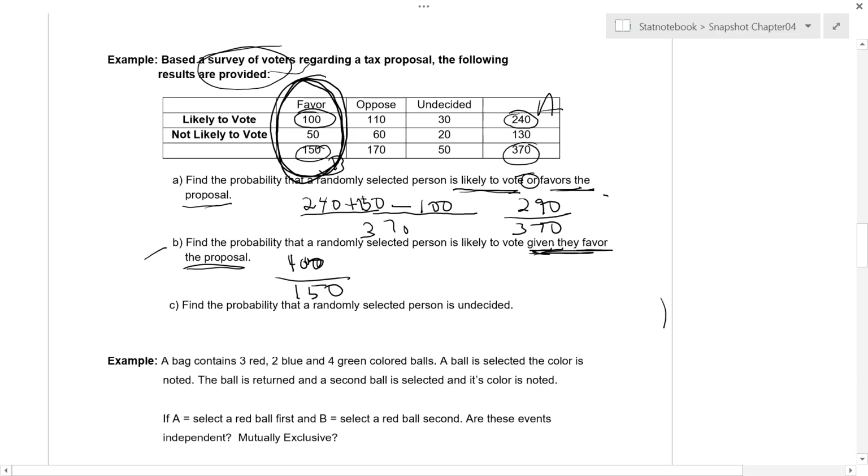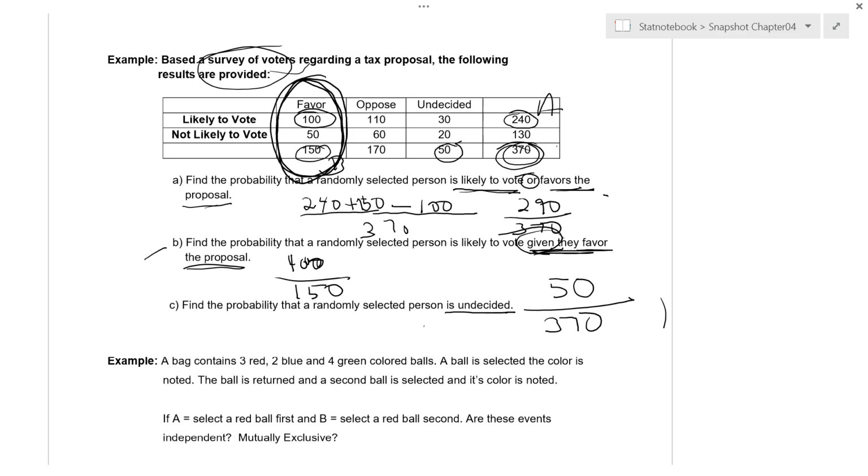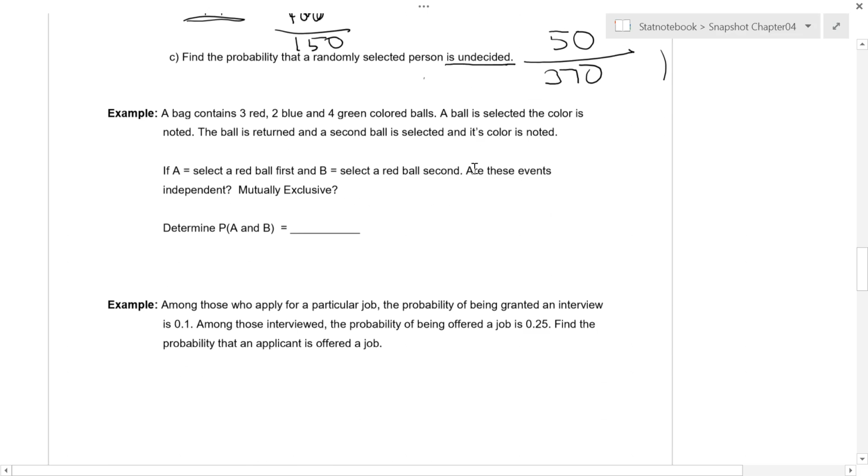What's the probability that a randomly selected person is undecided? The probability a person is undecided. Well, there are 50 people that are undecided. There's 370 people. I did not give you any information like the previous problem. So if I'm not giving you additional information, the world is what it was. Keep that in mind. Moving on.